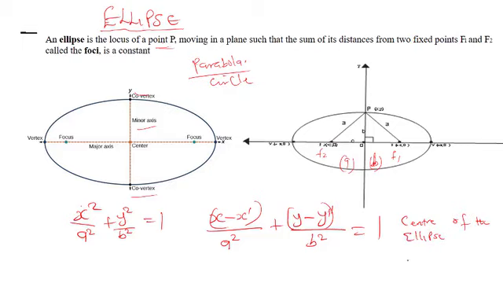But this is true only when the value of a is greater than the value of b, as we stated in our previous lesson, and the major axis will be on the x-axis because the value of a tallies with that of x in the vertices. So the major axis will be on the x-axis, that is on the horizontal point of the ellipse.